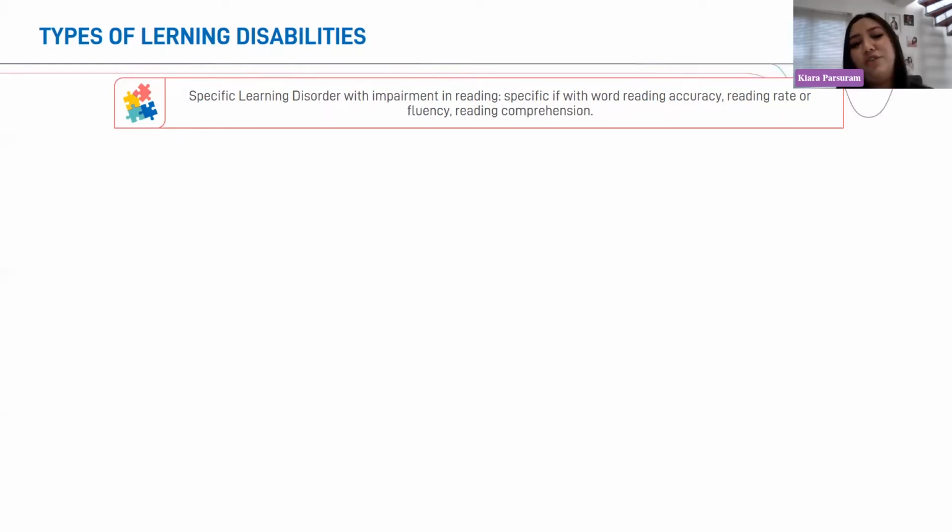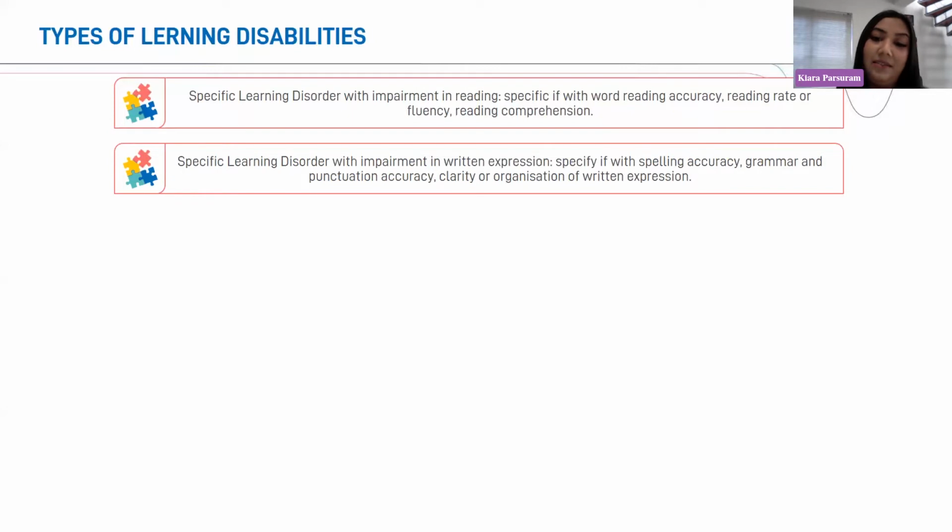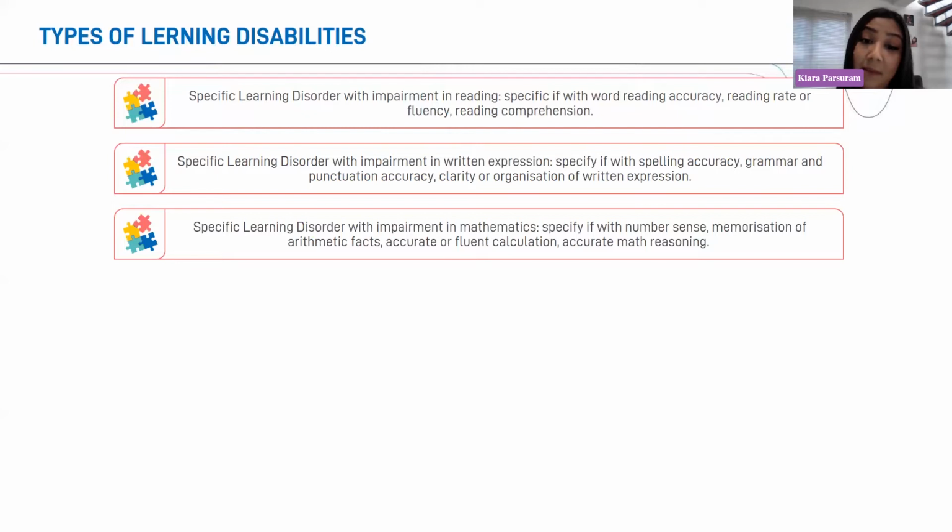With regards to the impairment in mathematics, the DSM specifies a learning disability with number sense, memorization, accuracy of fluent calculation, and lastly, accurate math reasoning. A term used to describe the pattern of difficulty characterized by these numerical problems is known as dyscalculia. Dyscalculia is used to specify this particular pattern of mathematical difficulties.